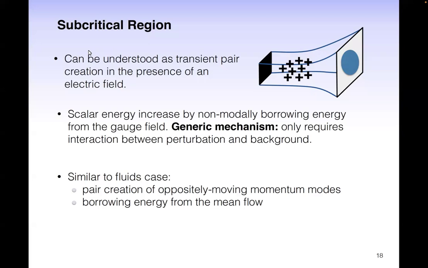And some of you may have noticed several similarities between this black hole setup and the fluids that I was talking about earlier. So here we have a pair creation of positively and negatively charged particles. In the other case, we had oppositely moving momentum modes, and this is essentially what gave rise to the vortices. And in this case, the scalar cloud is breaking a U(1) symmetry. In the other case, there was a breaking, but of translations. And here we have moving energy from the electric field to the scalar field. Back in the fluids case, we have transfer of energy from the mean flow, so the parabola that we had in the background, to the perturbations.